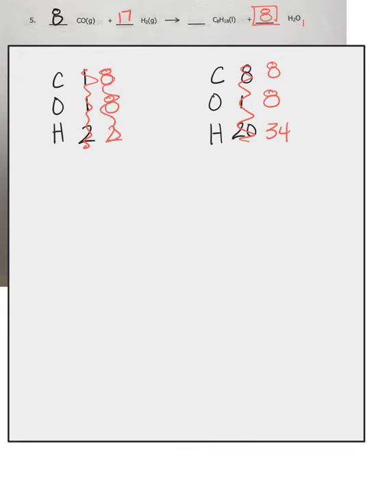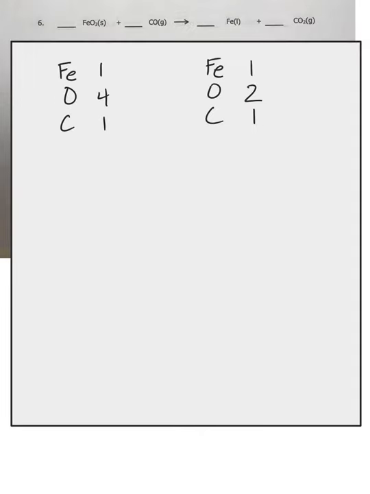I'm going to recount everything just to make sure. My carbons didn't change, my oxygens didn't change, but now I have 34 hydrogens. So there you have it, where our coefficients for this are 8, 17, 1. Whoops, I need a pen. You can't see what I'm doing. 1 and 8. All right, this one's a little bit trickier.